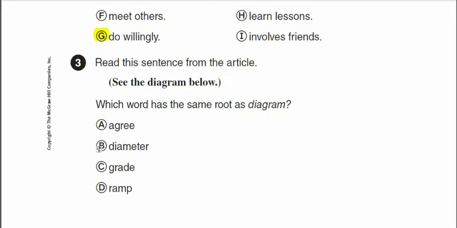After that, question number 3, read this sentence from the article. See the diagram below. Which word has the same root as diagram? Letter A, agree, B, diameter, C, grade, D, gram. When we need to choose a word that has the same root, so we are looking for some repeated letters. Here we have diagram and diameter. The first part is repeated, so it is going to be letter B.